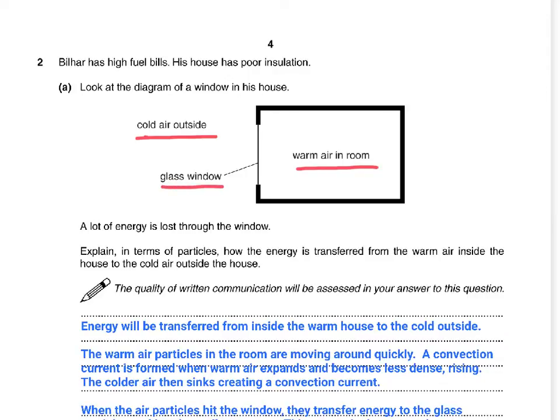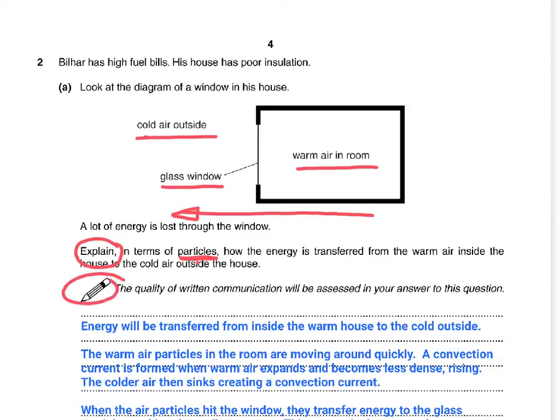And so what we're going to have is a movement of thermal energy going from hot to cold in that direction. A lot of energy is lost through the window. Explain in terms of particles, so we've got to use ideas of particles here, how the energy is transferred from the warm air inside the house to the cold air outside the house.